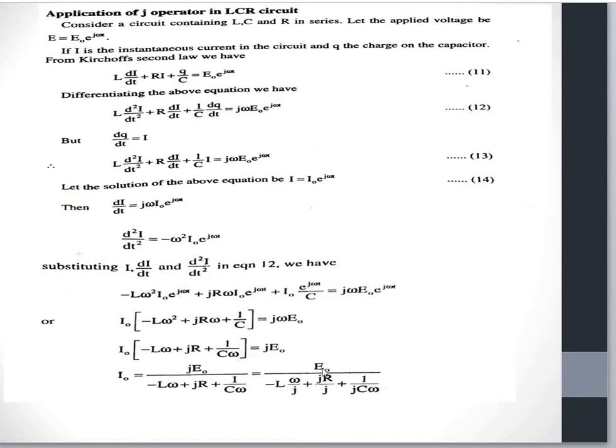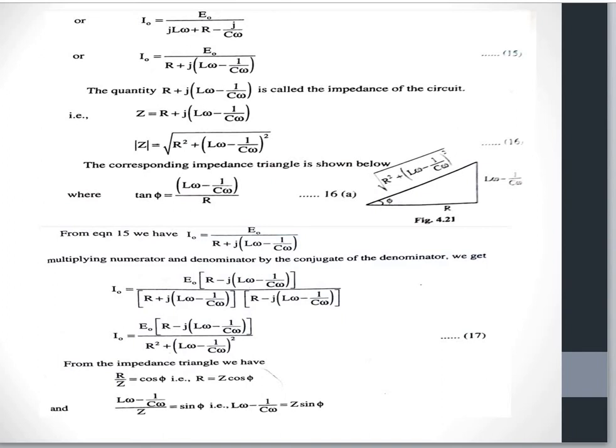Next, this term is a real term which does not contain the term j. So we'll combine these two terms and rearrange. So you will get I0 is equal to E0 divided by R plus j into L omega minus 1 by C omega. So we will get an expression. This is called the impedance of the circuit. So this is a complex impedance.